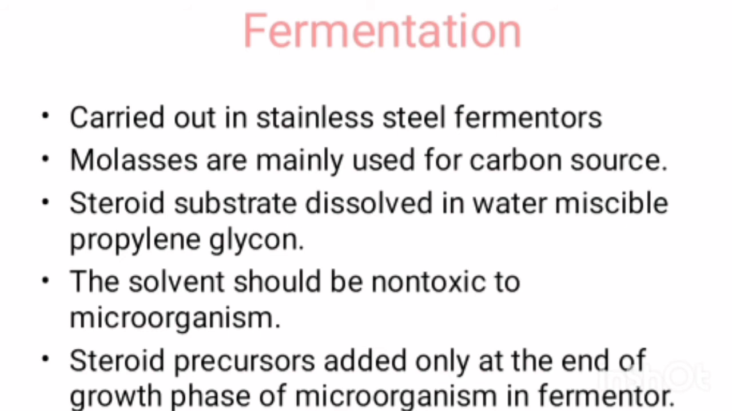Molasses are mainly used for carbon source. Steroid substrates are not soluble in the water, so they are dissolved in water miscible propylene glycol. The solvent used should be non-toxic to the microorganism. Otherwise, it will affect the fermentation process. These steroid precursors are added only at the end of growth phase of the microorganism in the fermenter. Then only it undergoes minor modification.